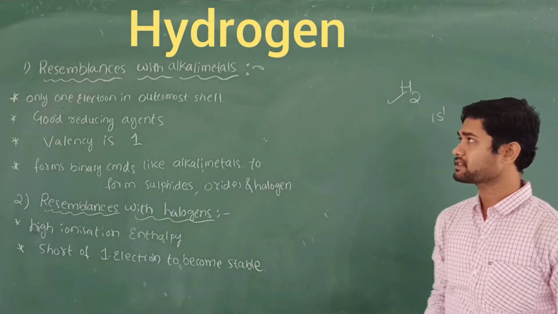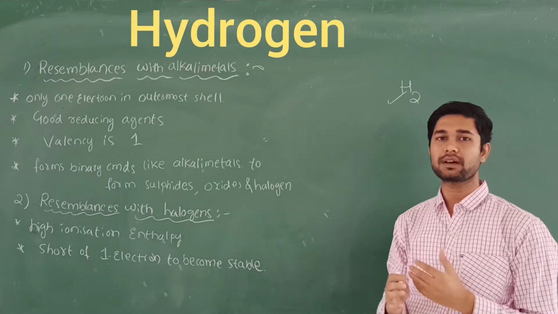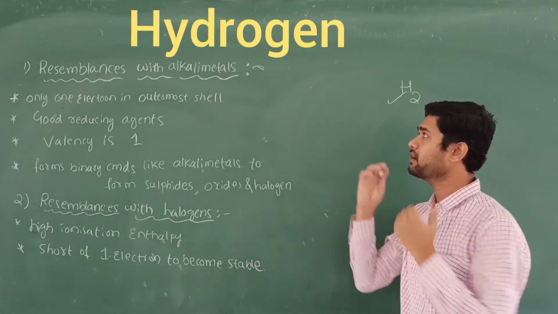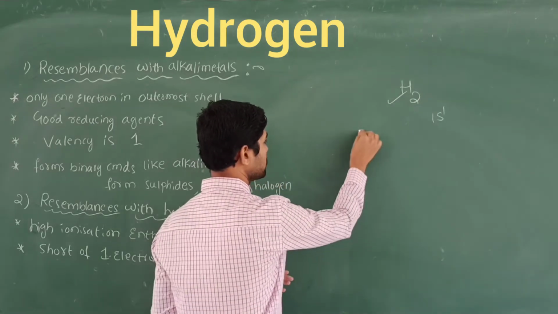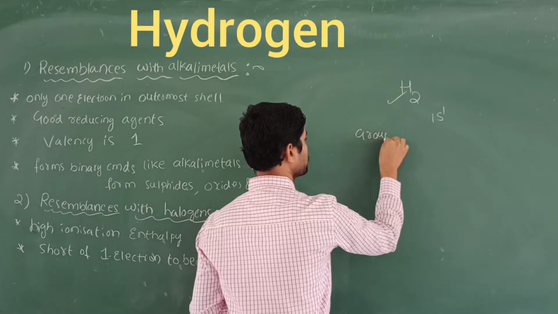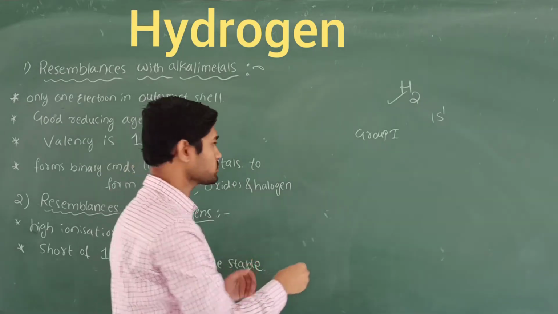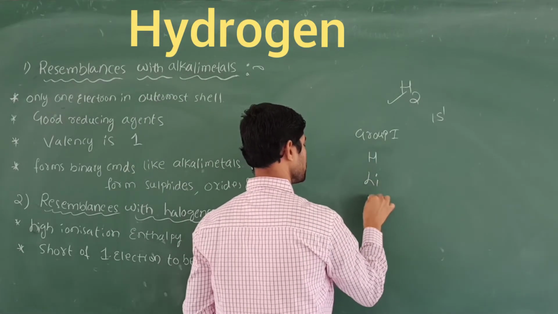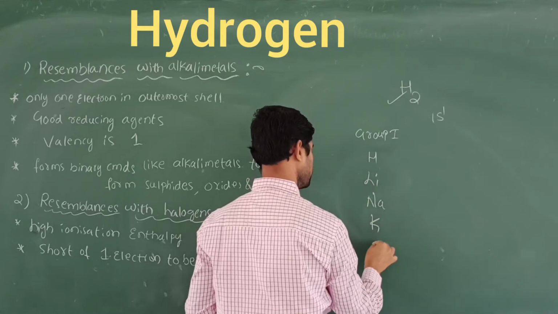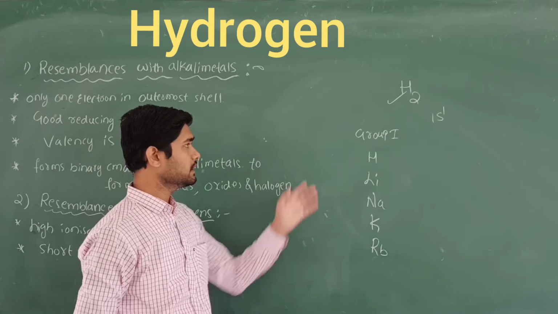Right. So let's discuss the resemblance with the alkali metals. How does the resemblance take place with the alkali metals? First you should know the alkali metals. When you look at the periodic table, group 1 comes first, and the order is hydrogen, lithium, sodium, potassium, rubidium. These elements are placed in group 1.